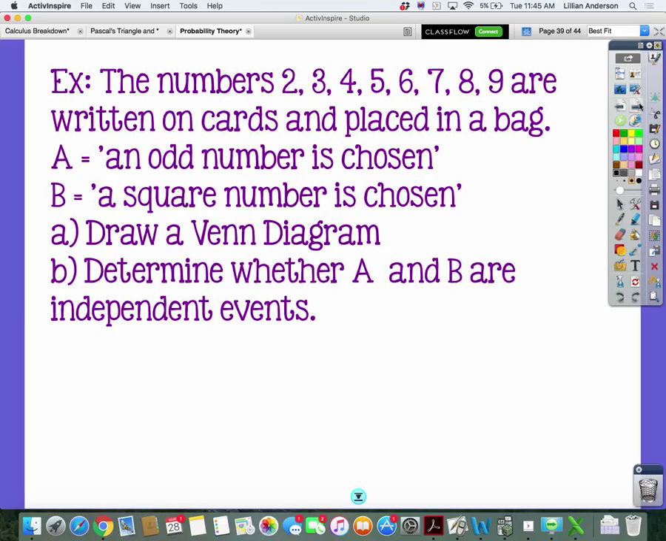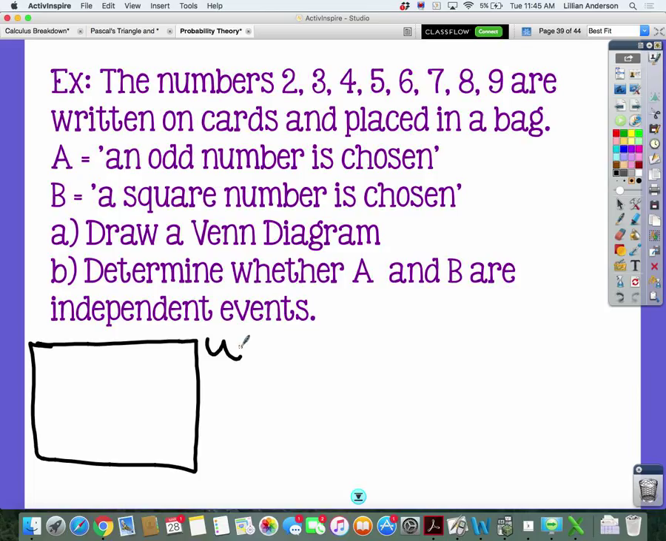Now, some of them, again, can be a little straightforward, but anytime you're trying to figure out if something is independent or mutually exclusive, please try to support it with the math. Okay? So, of course, we need our universal set. An odd number is chosen. A square number is chosen.